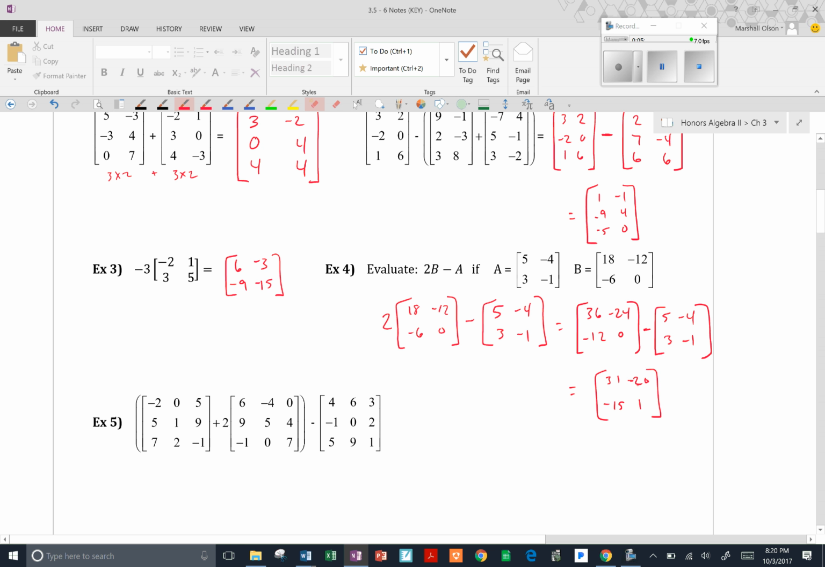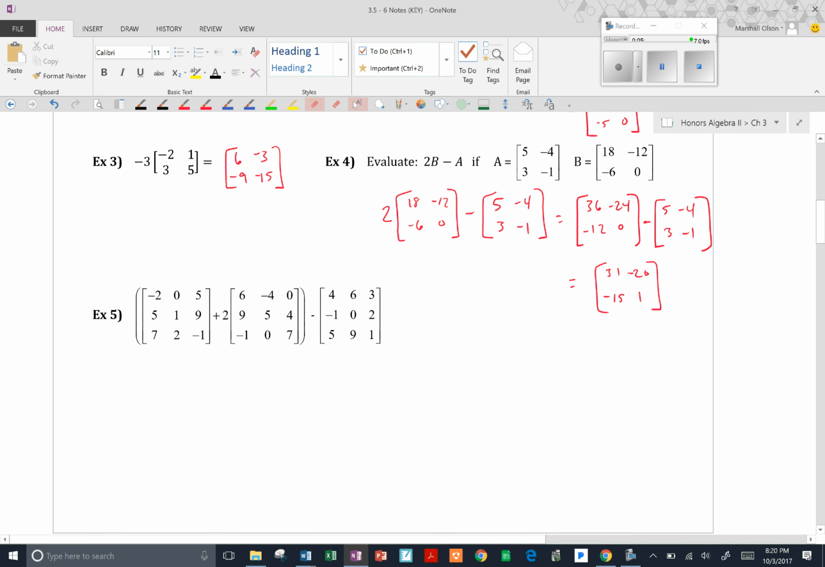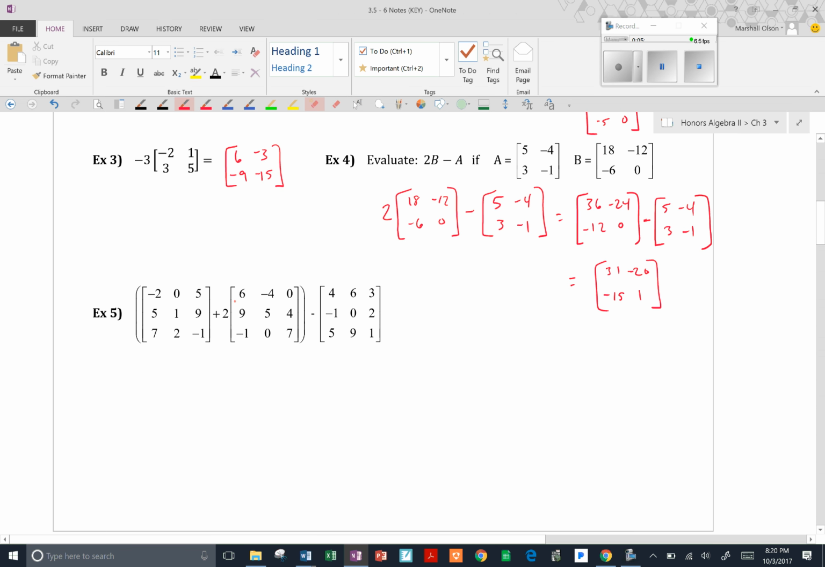There we go. This next one we're going to skip just for time purposes. You would do the scalar first, then you would add those matrices together, and then last you would do the subtraction. Okay? But just for time purposes. I just want to point out these are all 3 by 3 matrices, 3 rows, 3 columns.